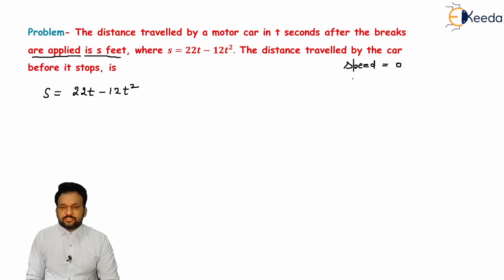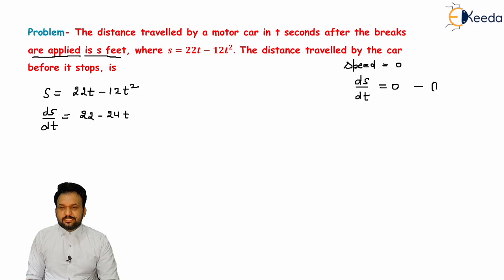It means the rate of change, like if s is in feet, the change in s, ds by dt, will give you what? It will become 0 if someone has applied a brake. So s is given to you, so I can find out ds by dt, the rate of change. It will become 22 minus 24t, right? Now one thing is given to you, that ds by dt is equal to 0.